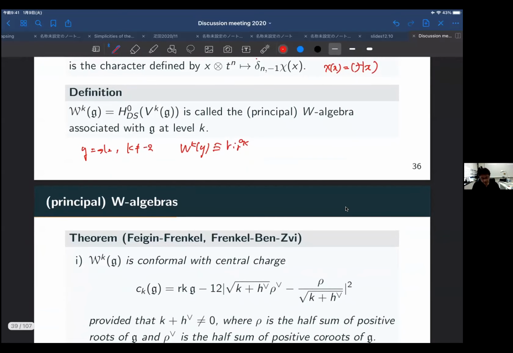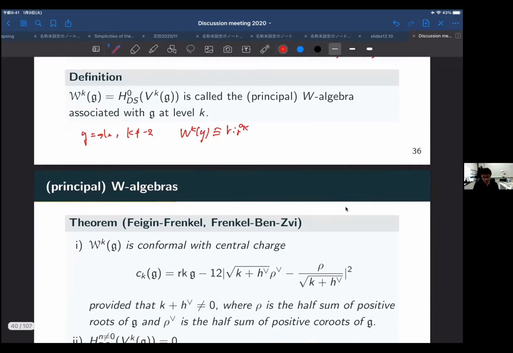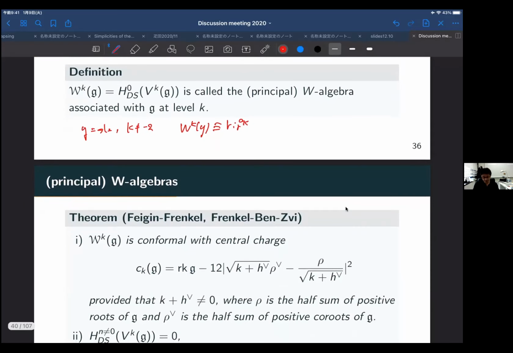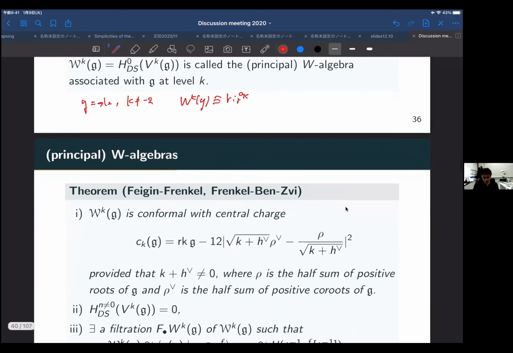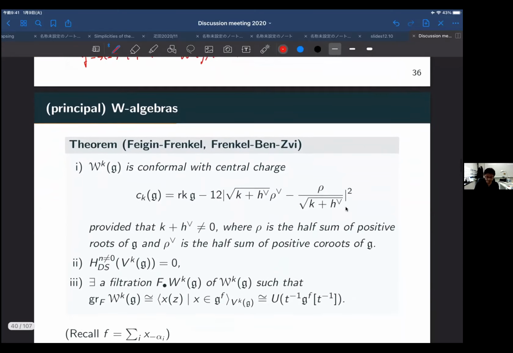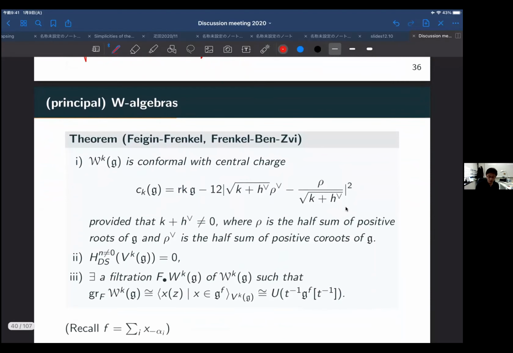And here is a theorem. This vertex algebra is conformal, so we have a conformal vector, and the central charge is given by this formula. It's just a formula, so I will not explain so much. But more importantly, we have the vanishing of cohomology, and so we can describe the size of this W-algebra. It has a filtration, which is compatible with the vertex algebra structure.